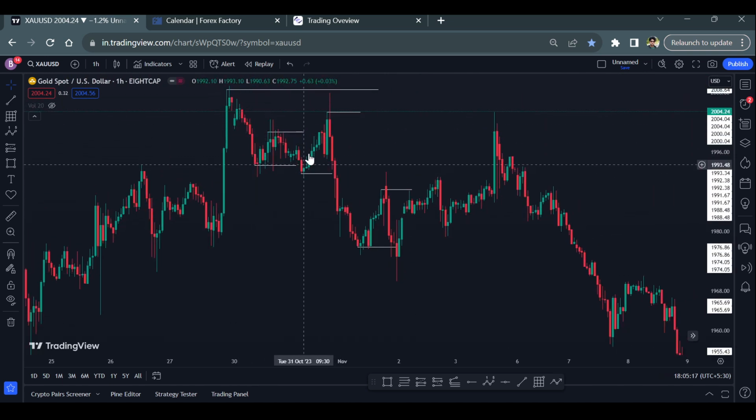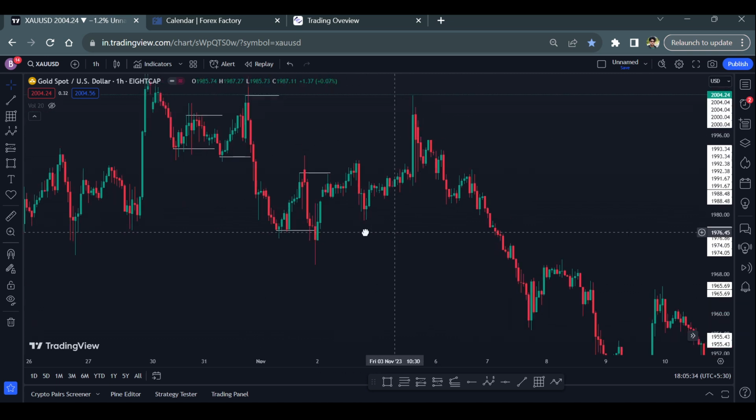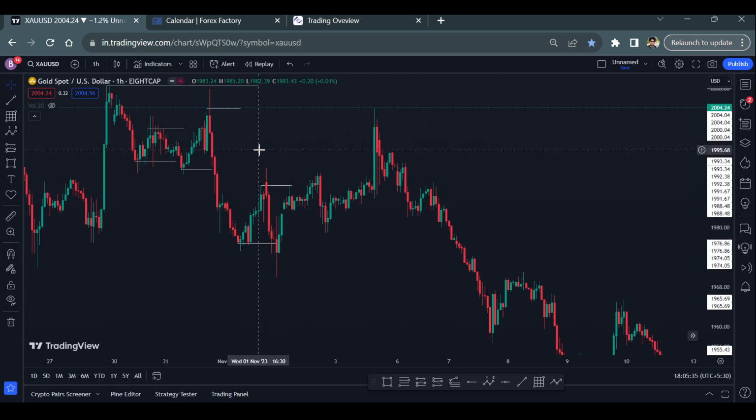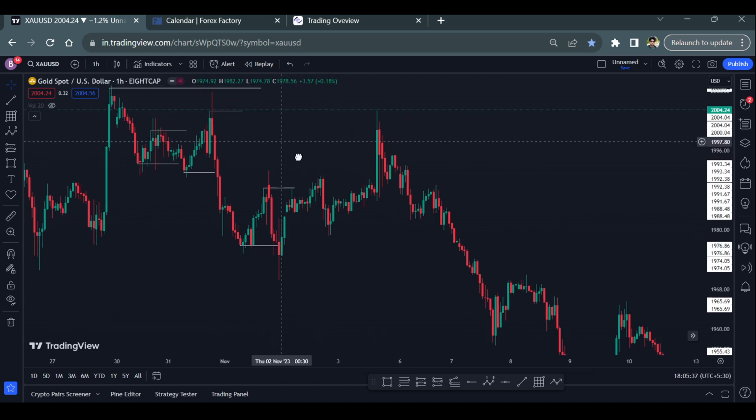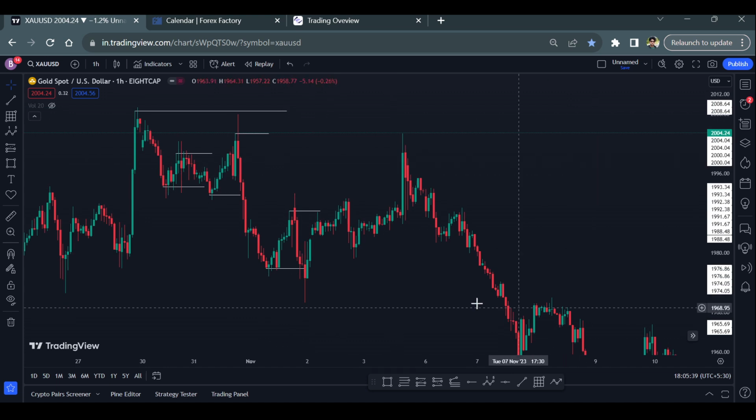If you see this structure, where will you mark your demand? Here in this 1 2 3 move, you don't have a proper supply to take entry. But we will see further in this structure where we will get our proper market structure. Until then we will wait. This is called waiting. When you wait, you will get your reward.